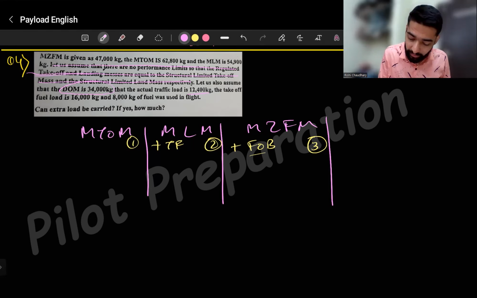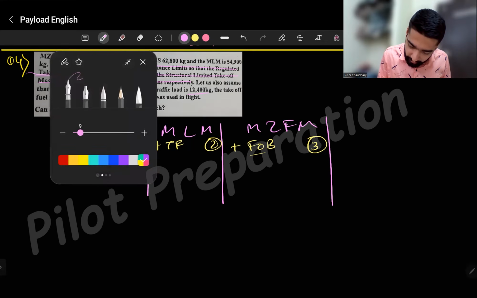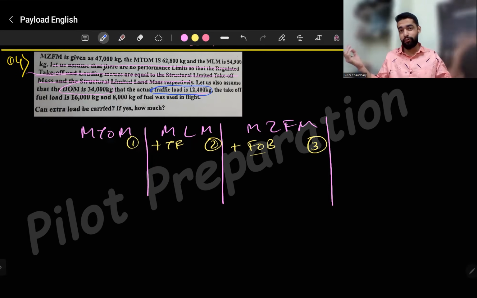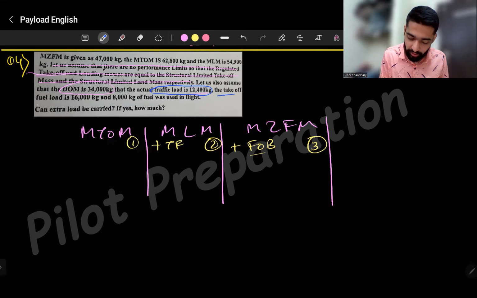That means I am given my payload. So in this case, the payload is already given. So maybe this time I don't need to find the payload. Let's see if I need to. The takeoff fuel load is 16,000 kg. What must the takeoff fuel load be? Fuel on board. When you're taking off, whatever fuel is on board is called takeoff fuel load.